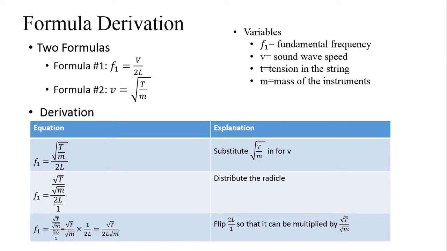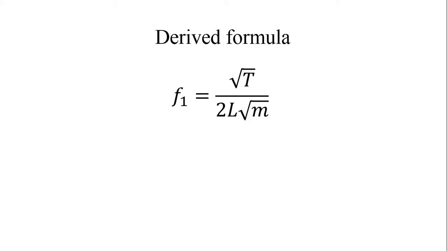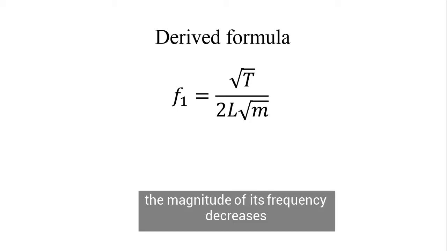Since both formulas contain a variable which represents the speed of sound waves produced by the instruments, I can substitute the formula, the square root of T over M, for V into the formula F1 equals V over 2L, attaining the formula F1 equals the square root of T over M, over 2L. Once I simplify the formula by distributing the radical between the fractions and flipping the denominator, we attain the formula F1 equals the square root of T over 2 times L times the square root of M. There are many pieces of information this formula elucidates. It makes clear that as the length of an instrument string increases and mass increases, the magnitude of its frequency decreases.